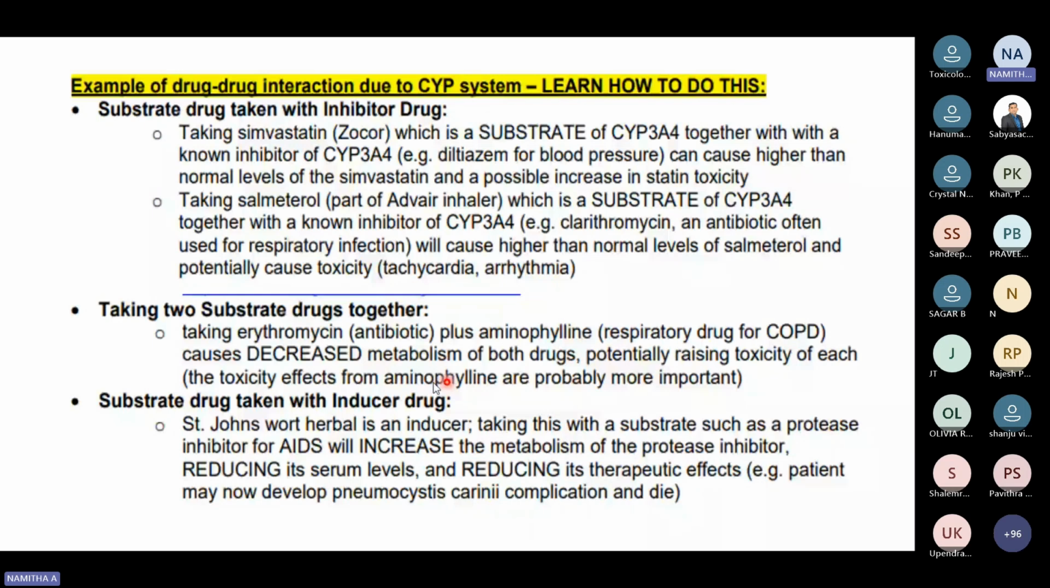A substrate drug taken with an inducer drug. That is, St. John's wort, an herbal product, is an inducer. Taking this with a substrate such as protease inhibitors for AIDS will increase the metabolism of the protease inhibitors, reducing their serum level and reducing their therapeutic effects. This may lead to Pneumocystis carinii complication and the patient may die.